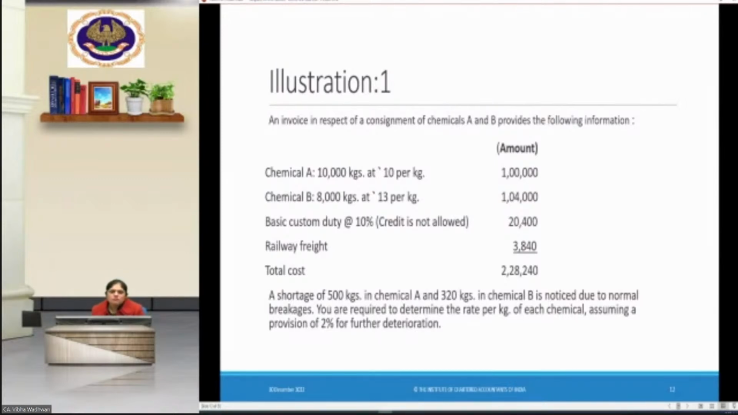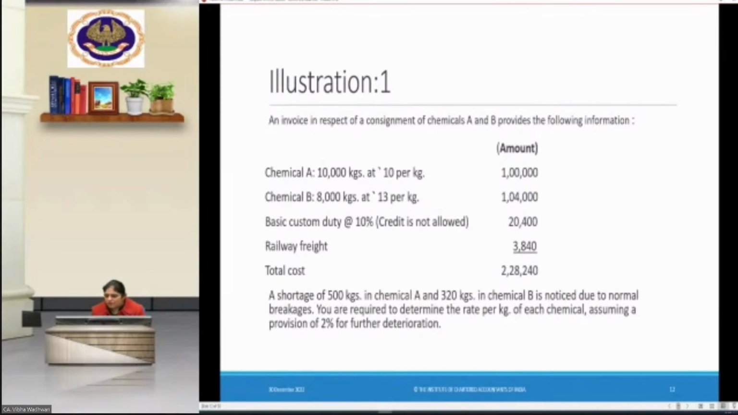All right, so a shortage of 500 in chemical A and 320 in chemical B is noticed due to normal breakage. Sometimes normal shortage or normal waste has to happen and we have to take it into account while calculating the cost of the product. You are required to determine the rate per kg of each chemical, assuming a provision of 2% for further deterioration. Basically, we have the total cost and we have to calculate the rate per kg of chemical. How will we calculate rate per kg? Total cost divided by total kgs.